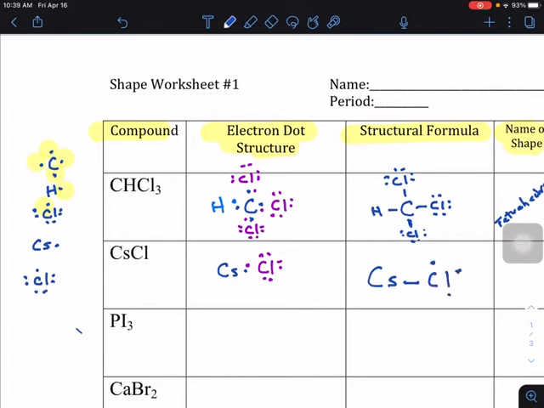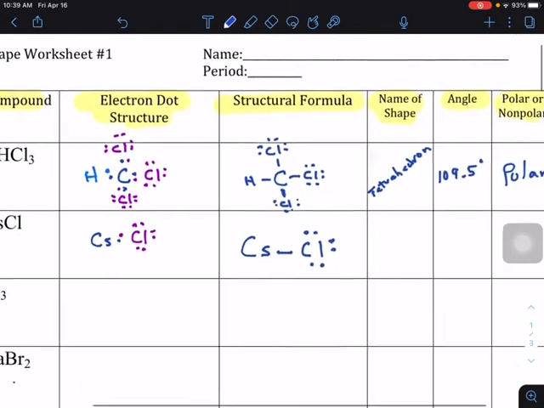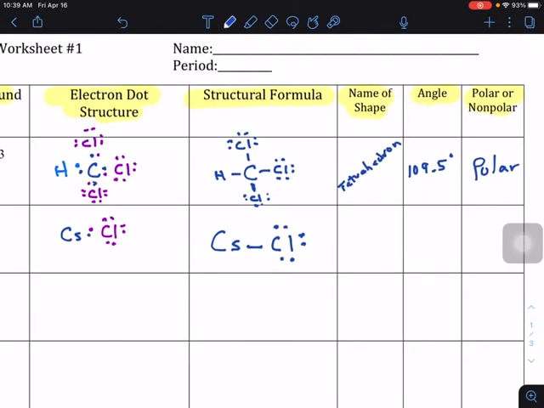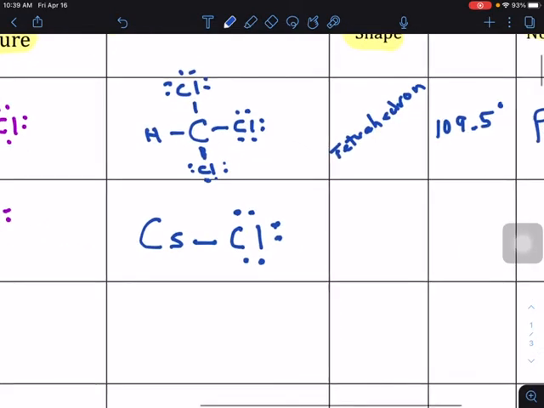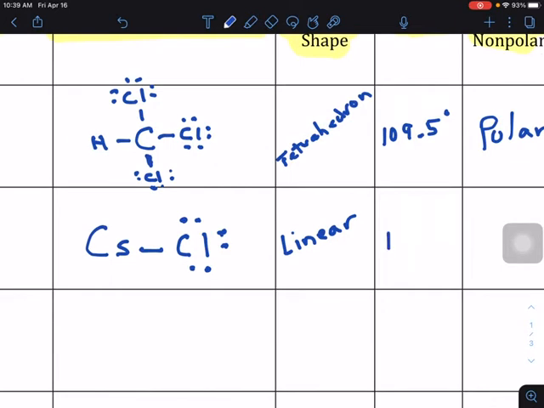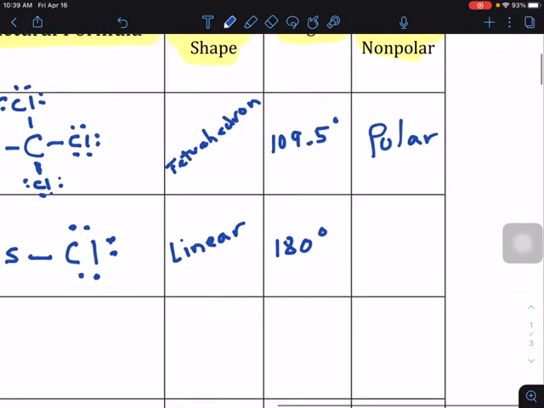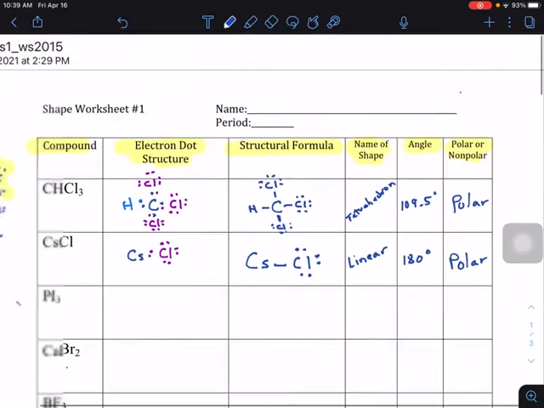chlorine has the remaining electrons, 6 of them that are not being shared. Okay, and this is linear. We have a group 1 element and we have a group 17 element, and those create linear, or a line. Okay, and a line would be 180 degrees, and that would be polar.